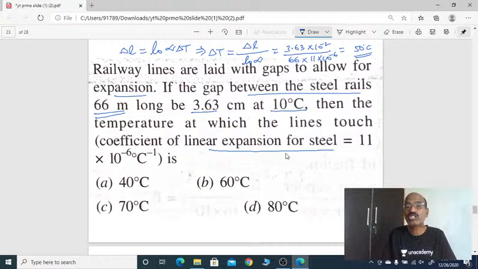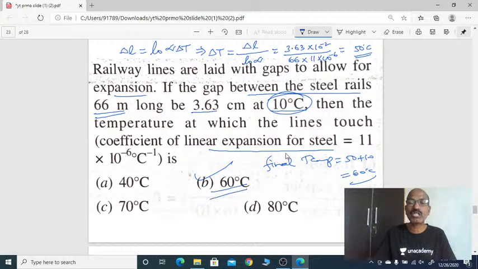But for the final temperature, see that this is the temperature at which the lines touch each other. Initially the temperature is 10, so the final temperature equals 50 plus 10, which is 60 degrees Celsius. It is the final temperature.